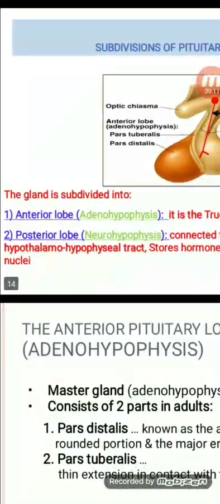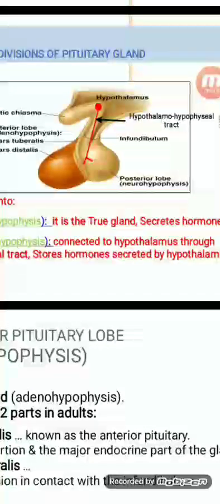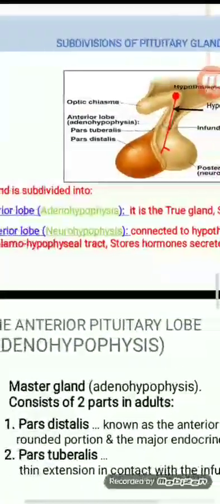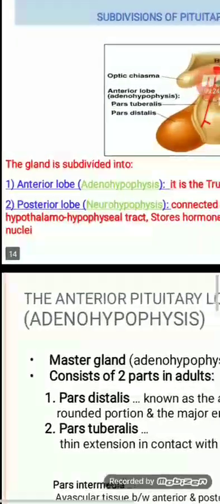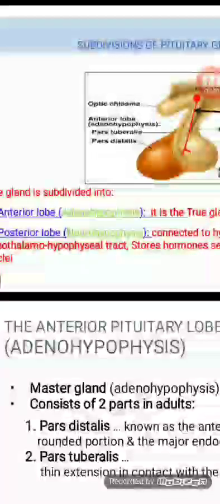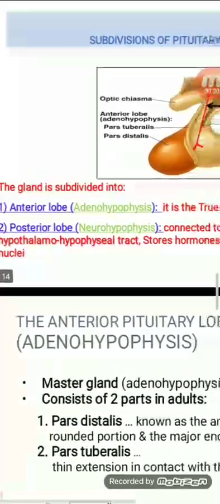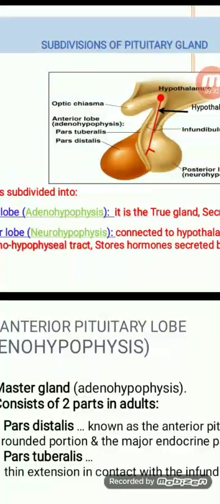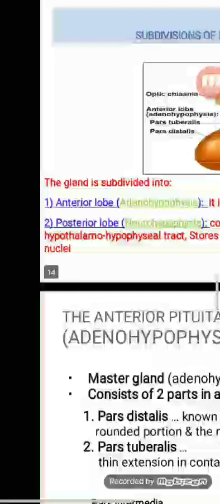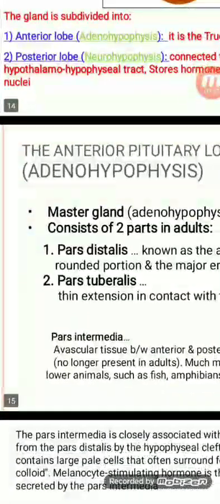The gland is subdivided into the anterior lobe, or adenohypophysis. This is a true gland that secretes hormones, about 6 hormones. The posterior lobe, or neurohypophysis, is connected to the hypothalamus through the hypothalamo-hypophyseal tract. It stores hormones secreted by the hypothalamic nuclei.